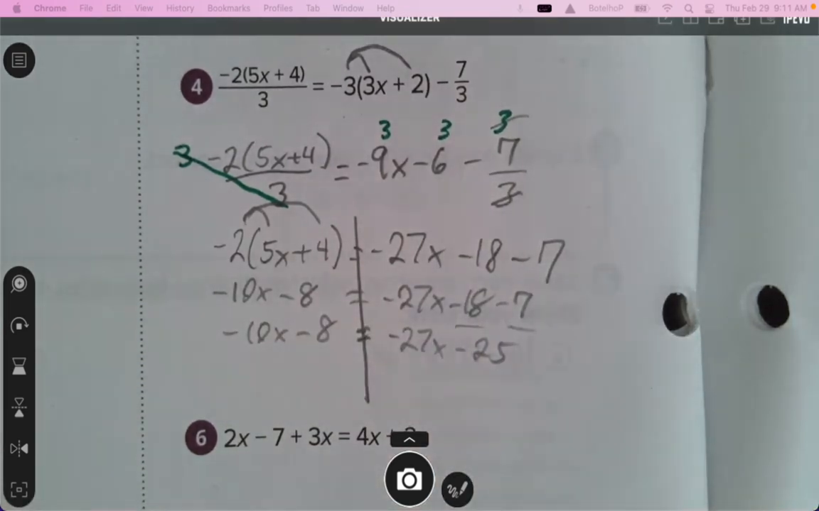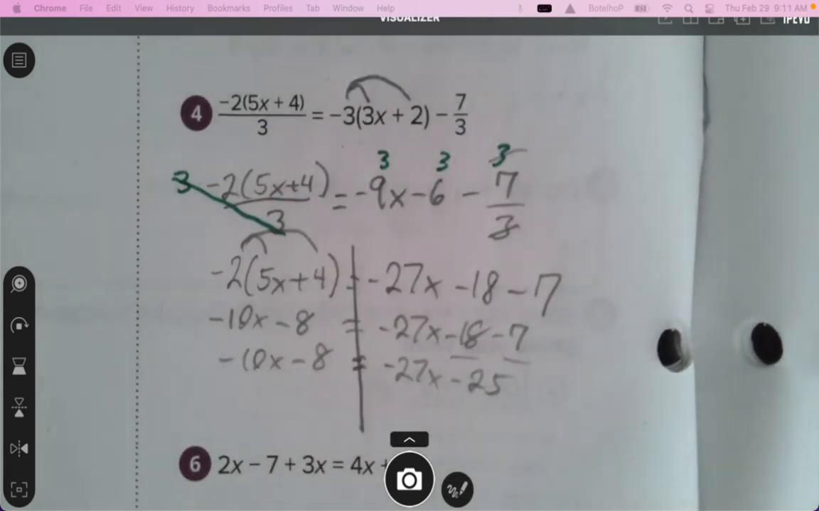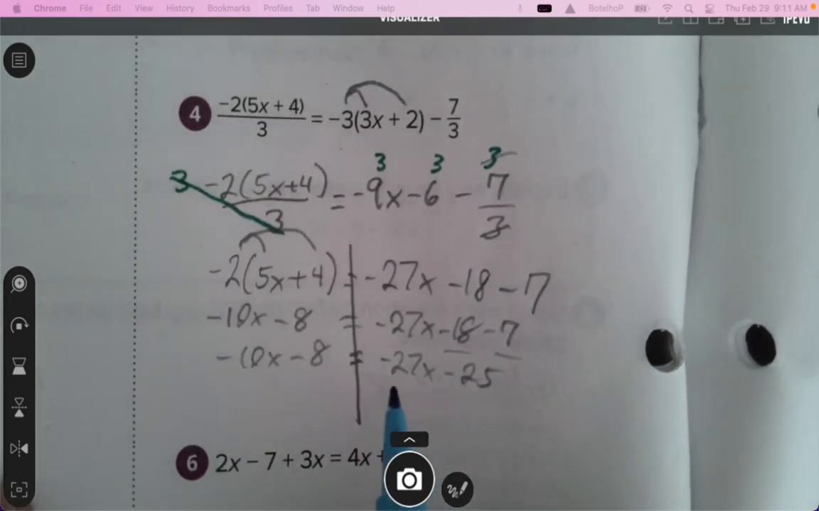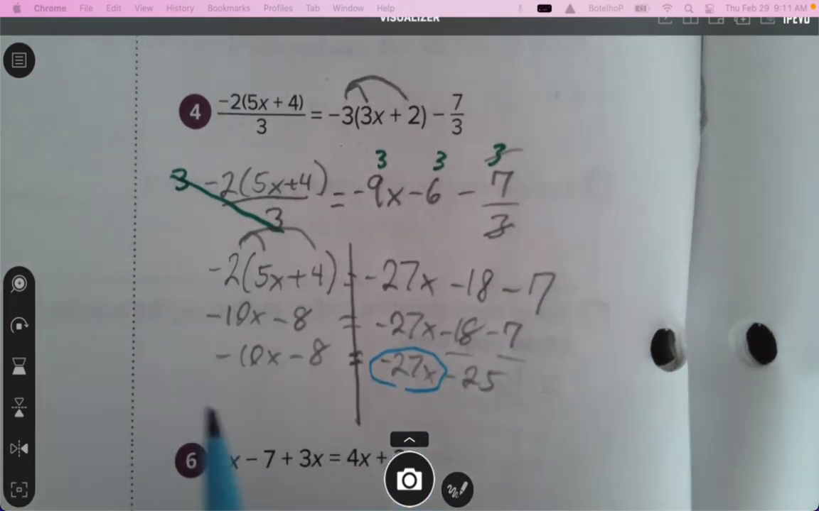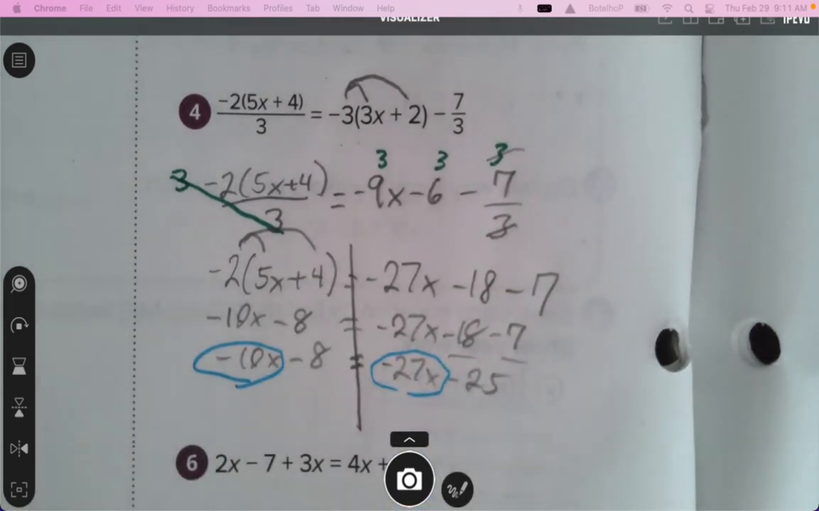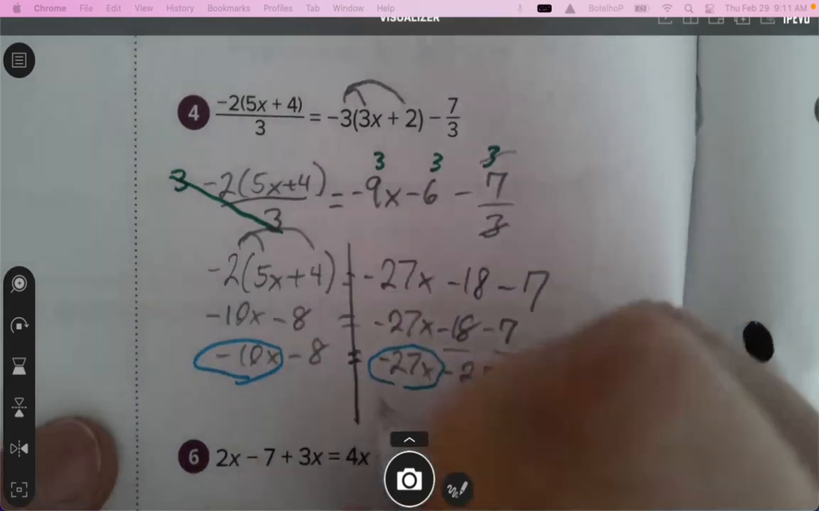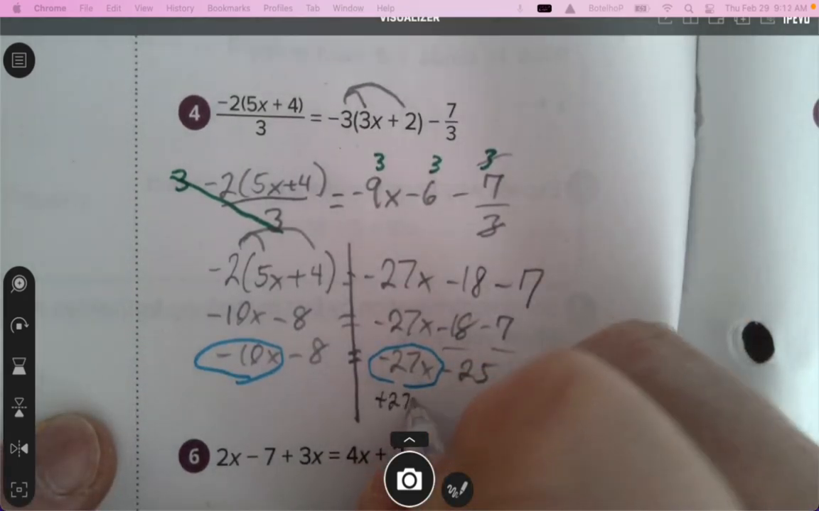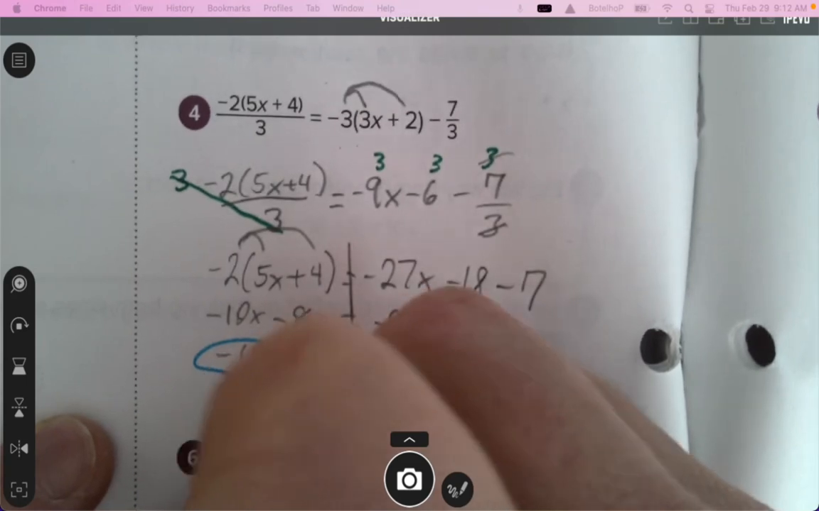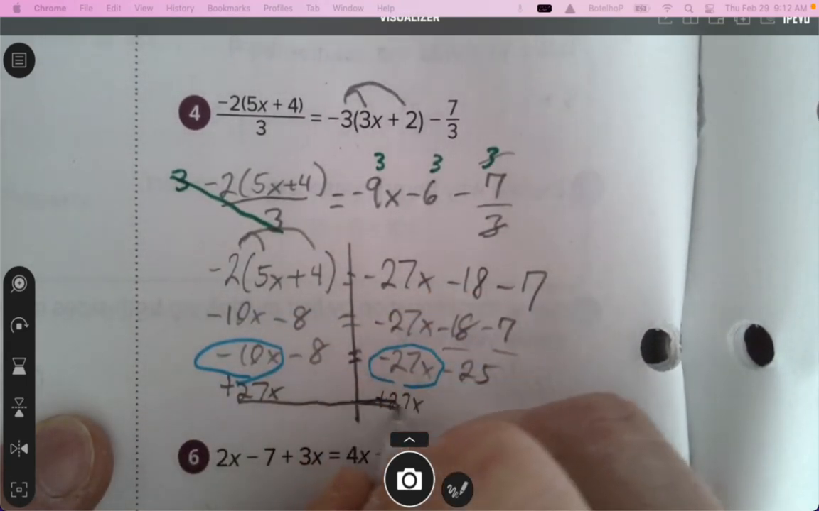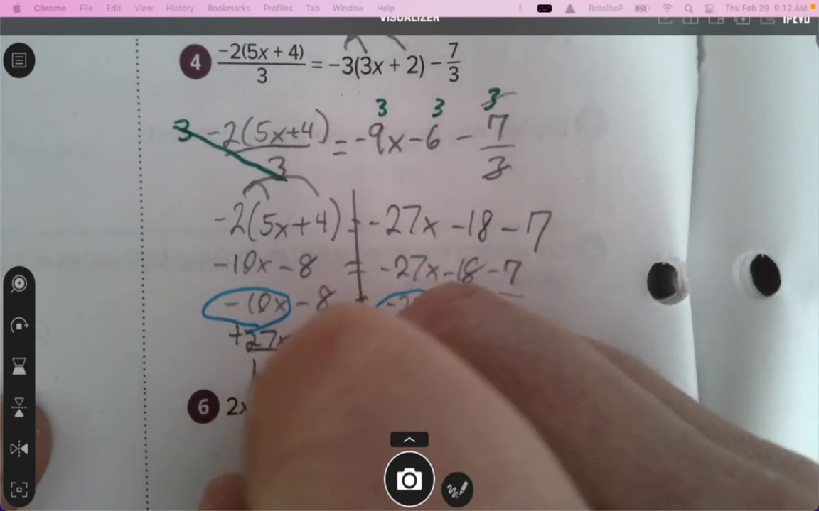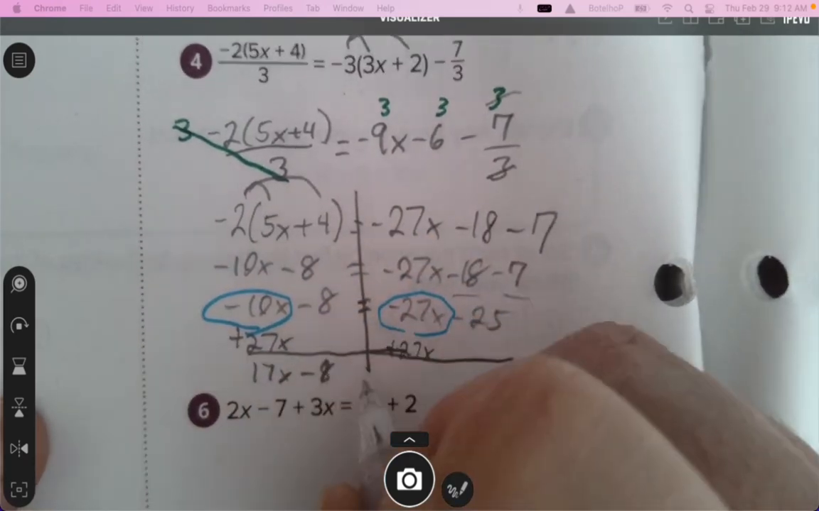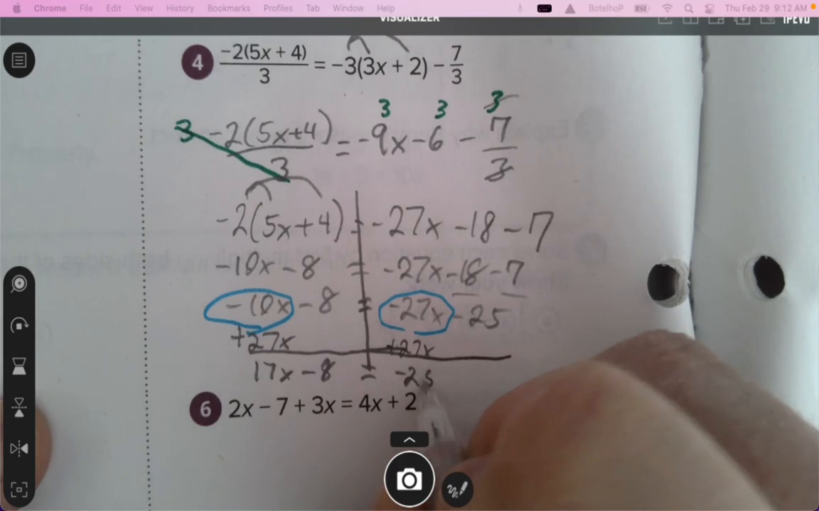Okay, variables on both sides. We often forget this. We got to get rid of the smaller term first. So it looks like that's a little smaller, the negative, because you get negative 10x on this side. So we're going to add 27x on both sides, plus 27x plus 27x. Oh, geez, almost there. And then I'm going to get here 17x minus 8 equals negative 25.